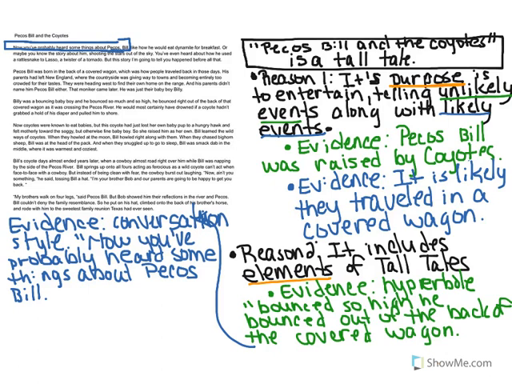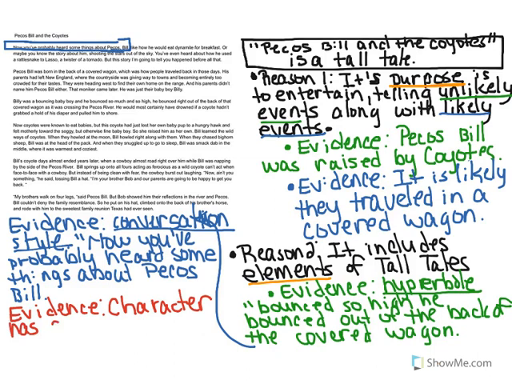So, covered two elements. The first one is a hyperbole is included. The second one is that it's written in conversation style. But you know what? I'm going to go ahead and include a third one, because this tall tale is just full of some cool evidence and I want to use it. So the next one is going to be, the character has some superhuman abilities, right? Pecos Bill does some things that I'm not sure any other human could do. So character has superhuman powers or superhuman capabilities.